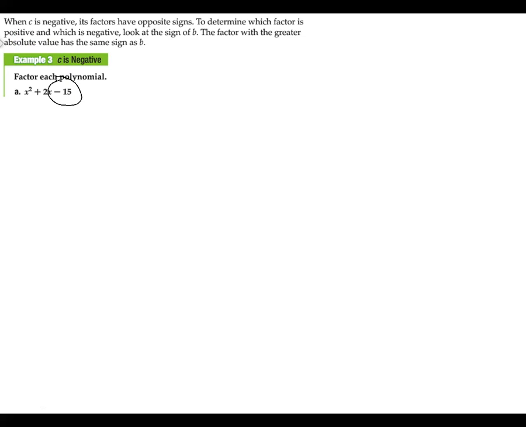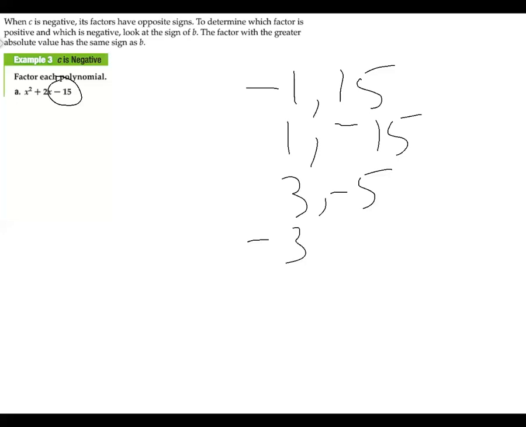The only way you multiply two numbers and get a negative is if one's negative and one's positive. Okay, so I need factors of 15. Well, you could list a whole bunch. You could have -1 and 15, or 1 and -15. Or you could have 3 and -5, or -3 and 5. You could have a big long list.